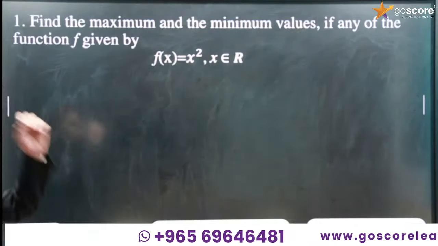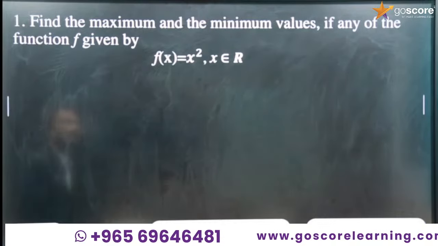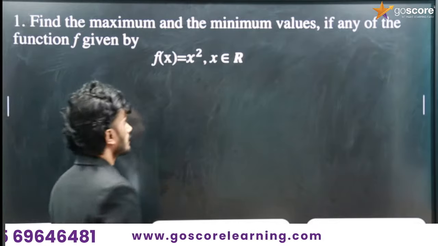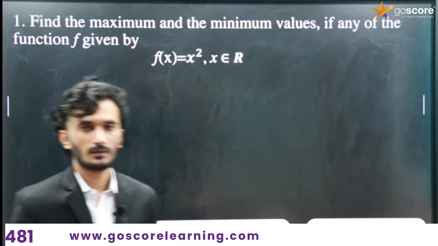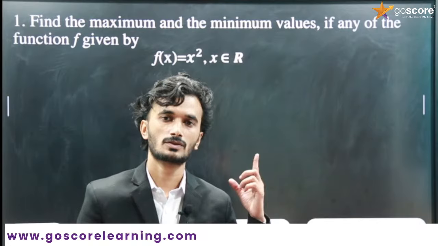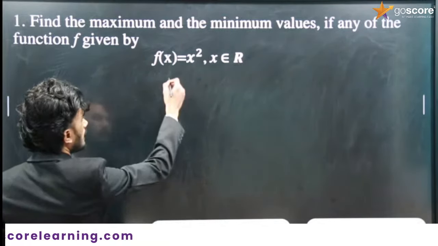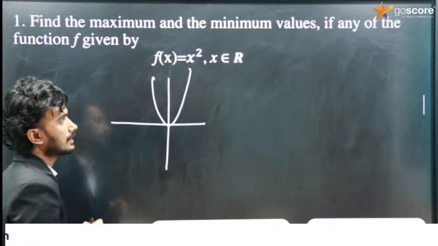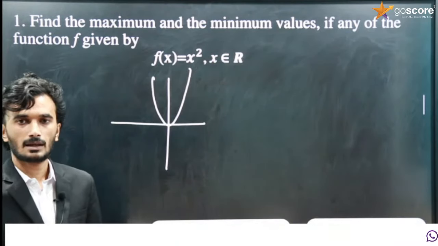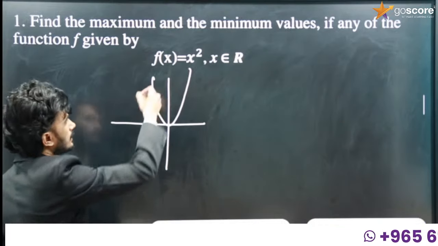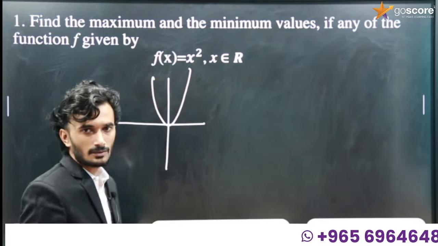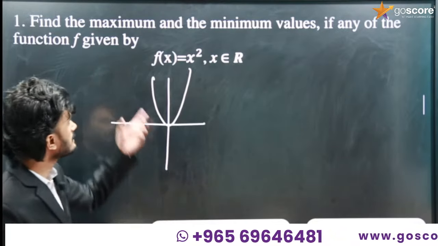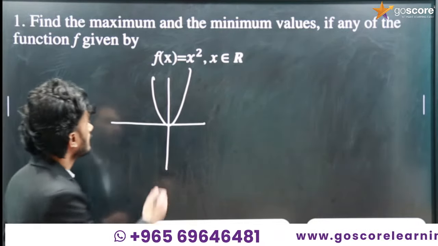So first question, find the maximum and minimum values, if any, of the function f given by f of x is equal to x square. So what is the graph of x square? We can simply solve this question by using the graph. The graph of this one is a parabola. f of x is equal to x square is a parabola. So it is neither increasing nor decreasing function, as we discussed.